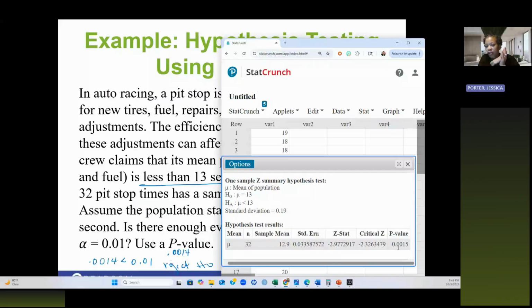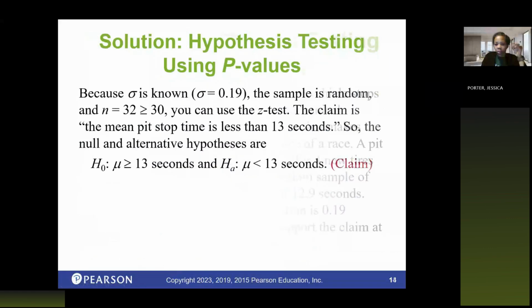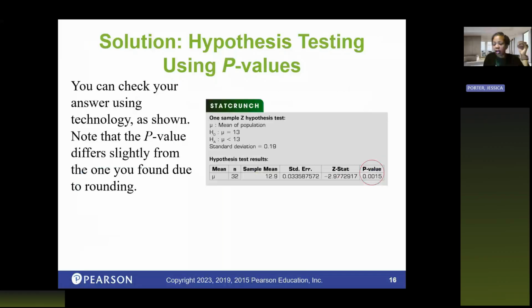So you can do either method. You can calculate the Z statistic and go through the process that we just went through. You can go to StatCrunch and do it that way. And let's look at, let me see, where did I put the instructions? Okay.